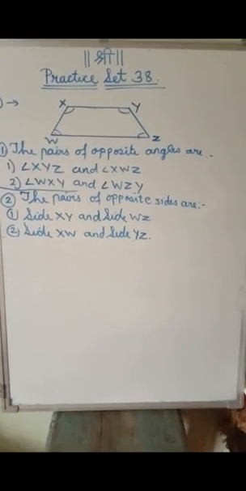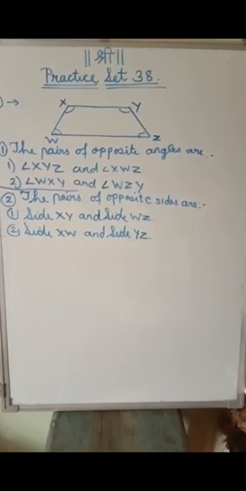So now open your CW, write practice set 38, write down the question. Okay. Then after writing the question, make an arrow and draw the quadrilateral as shown on the board and write the answers to the first two questions.